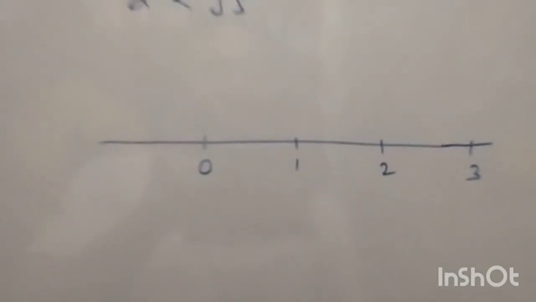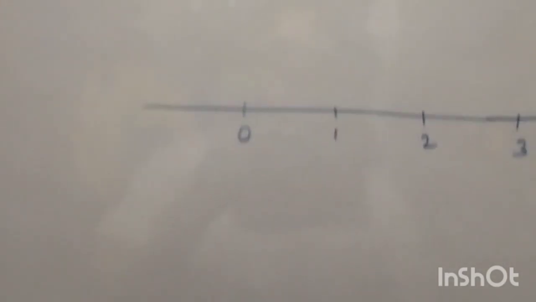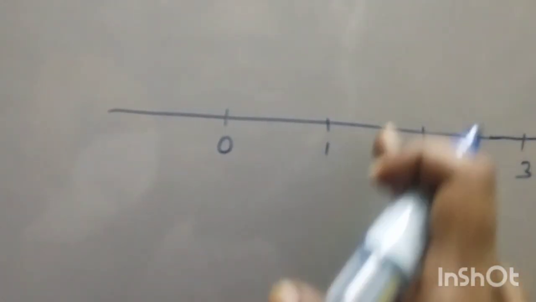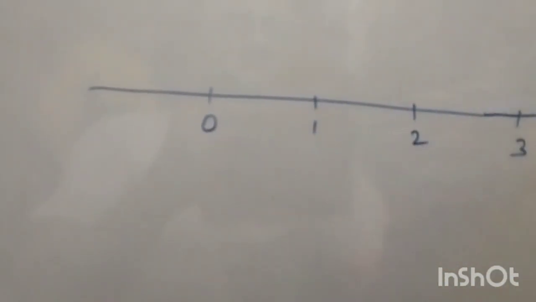So in that case what we'll do, we'll draw a number line. We'll mark this is 0, this is 1, and this is 2. The next would be 3. So this is the number line. So first of all we need to find out root 5. So we know that it has to come after 2. So how much after 2?